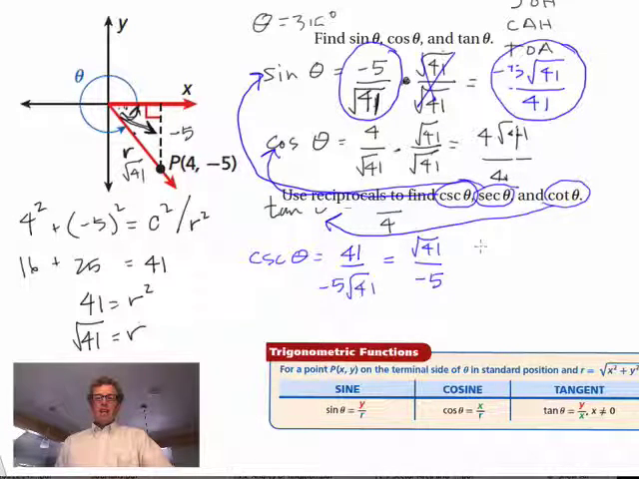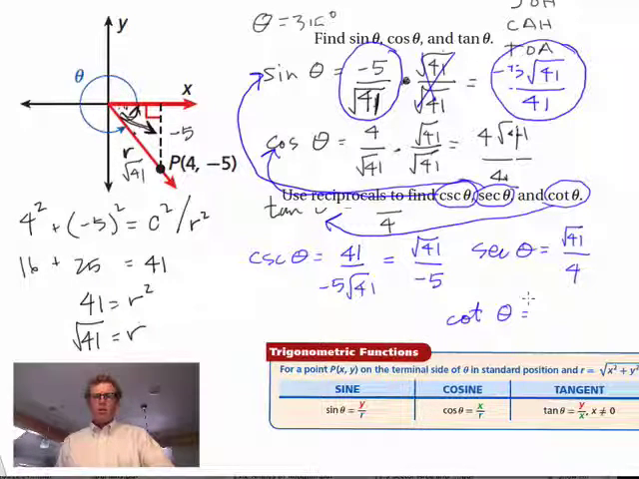Now, secant of theta is going to be the same thing, and I can rewrite this as root 41 over 4. And then cotangent of theta is just flipping the very beginning. You can't really see it, it's kind of hidden under there, but it is going to now be 4 over 5. All right, there you go.